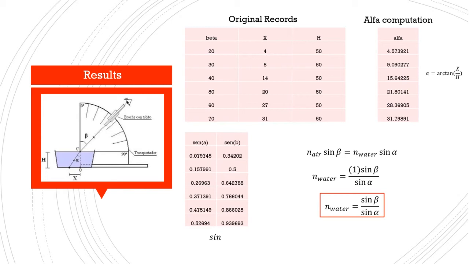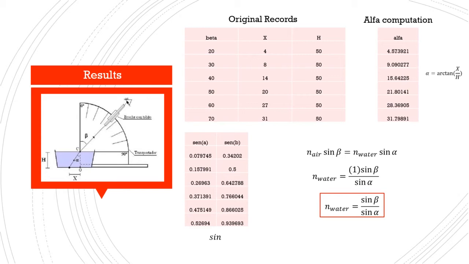Then the second thing that we are going to record is the x distance between the original red line and the red line seen through the water, as seen in the figure. These distances are measured in millimeters. The letter H corresponds to the height of the water, which is constant and is 5 centimeters or 50 millimeters.